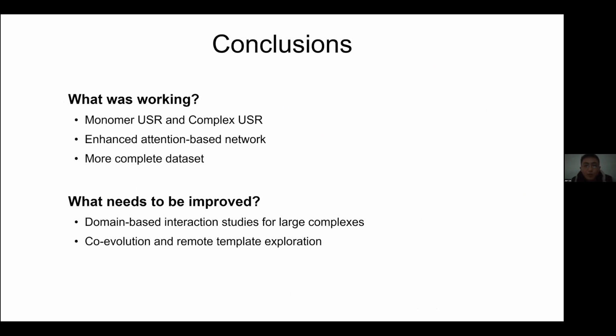There are 3 reasons why DPMQ3 is working. The first is the monomer USR and the complex USR. The second is the enhanced attention-based network. And the third is a more complete dataset. There are 2 aspects for improvement. The first is domain-based interaction studies for large complex structures, limited by our computational resources. The second is co-evolution and remote template exploration.